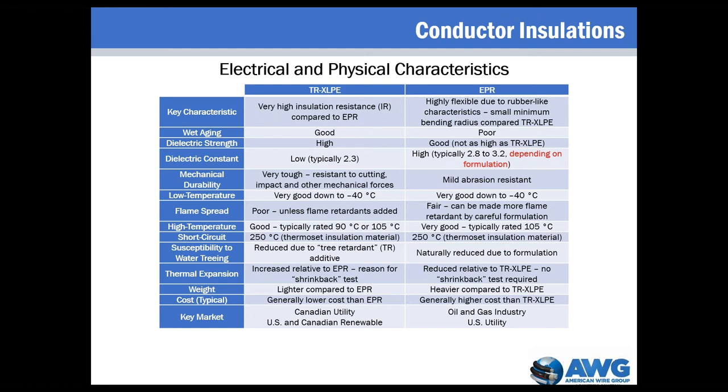EPR is a highly flexible insulation system due largely to its rubber-like characteristics. As such, EPR insulated conductors generally have a smaller minimum bending radius compared to TRXLPE. This means that EPR insulated cables can be installed in a tighter space. With a dielectric constant in the typical range of 2.8 to 3.2, again, depending on the formulation, the dielectric losses in EPR insulations can be larger.